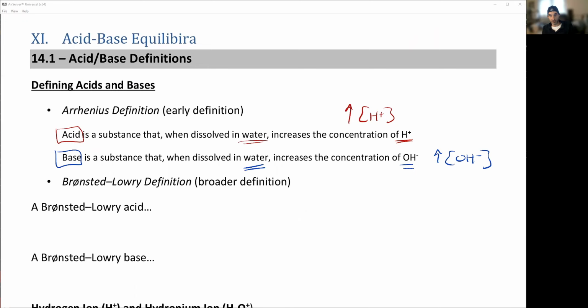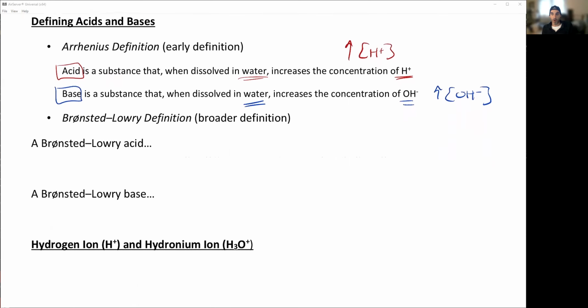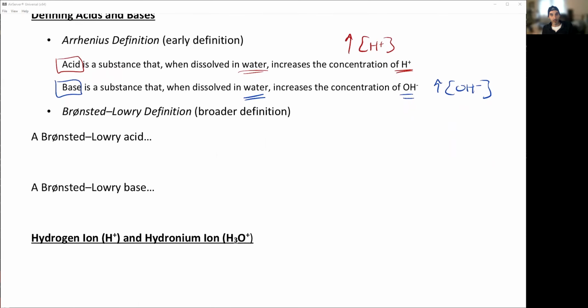So it's a pretty broad definition, but not quite enough because it's labeling a solvent. So the broader definition came from Bronsted-Lowry, and this is the one that we use outside of organic chemistry. Organic chemists use a Lewis definition, which we're going to skip. I'll talk about it at some point, but not right now. So Bronsted-Lowry is the definition that we're going to use most in our conversation.